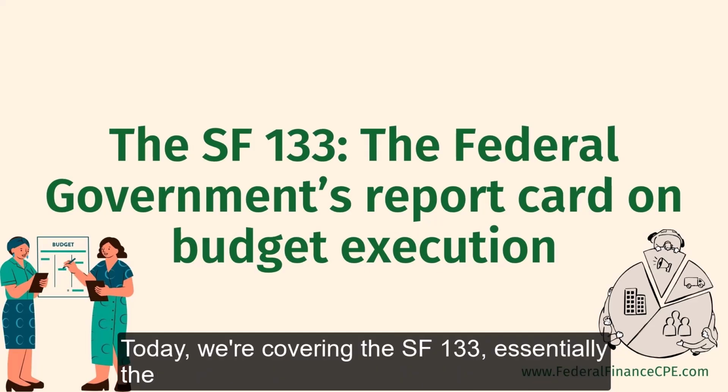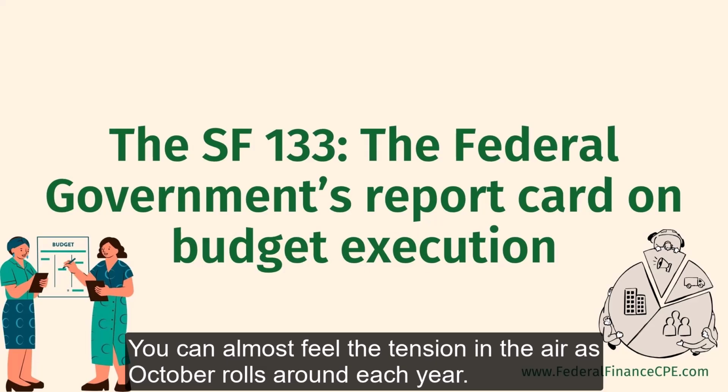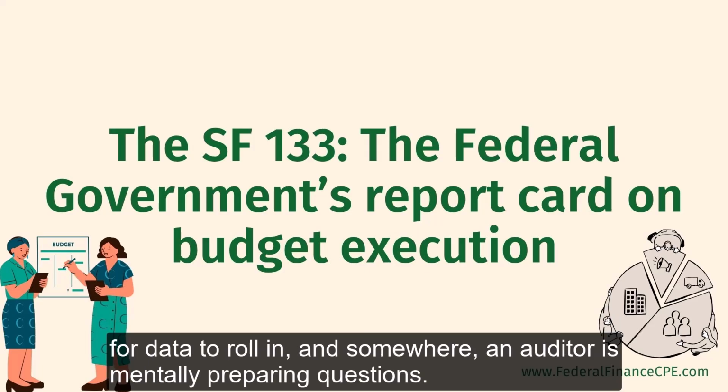Today, we're covering the SF-133, essentially the federal government's report card on budget execution. You can almost feel the tension in the air as October rolls around each year. Agency accountants and budget officers stare at spreadsheets. Treasury and OMB analysts wait for data to roll in, and somewhere an auditor is mentally preparing questions.